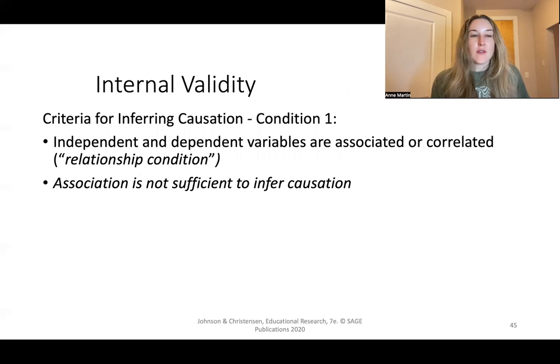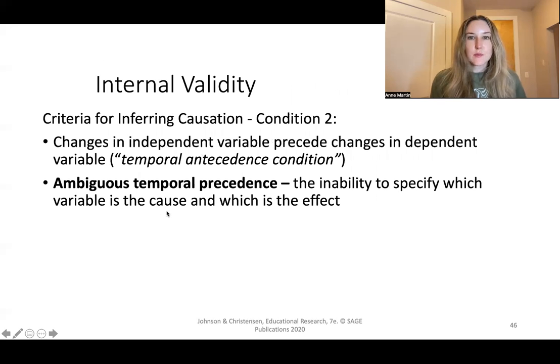So here are some of the criteria for inferring causation. There has to, of course, be a relationship between the independent and the dependent variable, or there might not be a relationship, and that's still a finding too. In order for it to be causation, the change has to start at the independent variable before the dependent variable, so that order has to be in place. But if it's ambiguous, that means that you're unable to figure out if the dependent variable caused the independent variable, or if the independent variable caused the dependent variable.